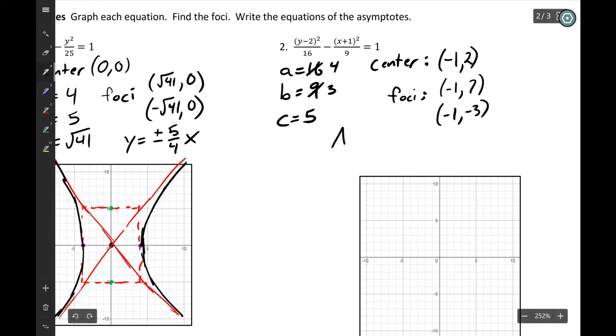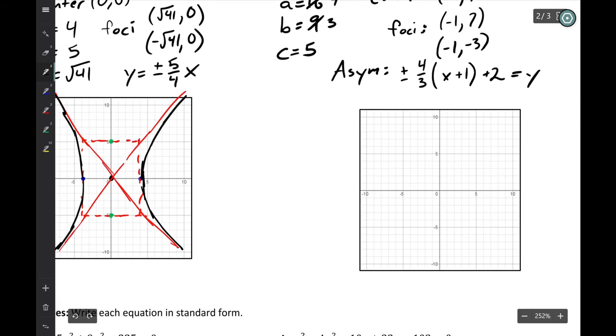And then my asymptotes, well, if this was b over a, this one's going to be a over b, so it's plus or minus a over b, so 4 over 3 times x plus 1, plus 2. There's our asymptotes right there, and this is equal to y. All right, then to go through and graph, you just do the same thing you did before.